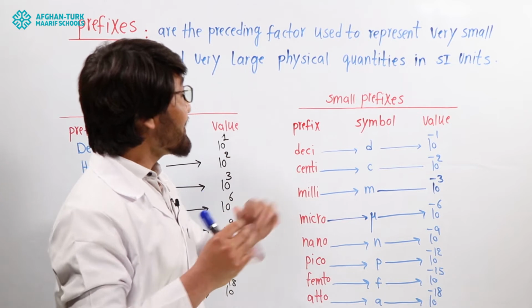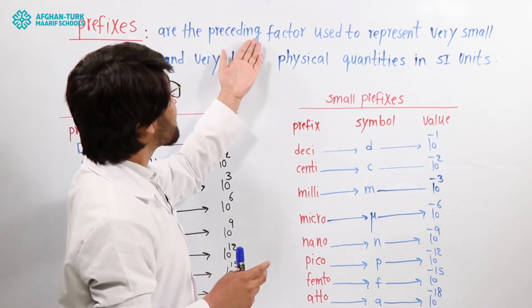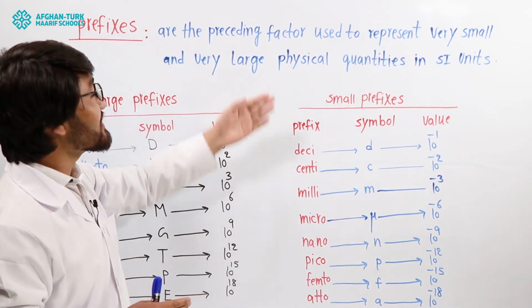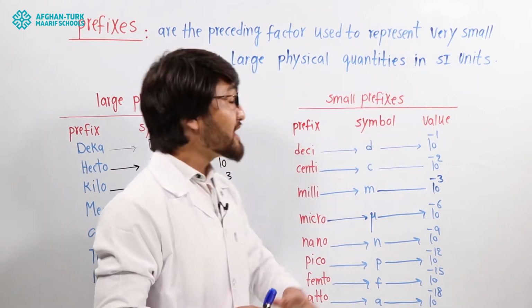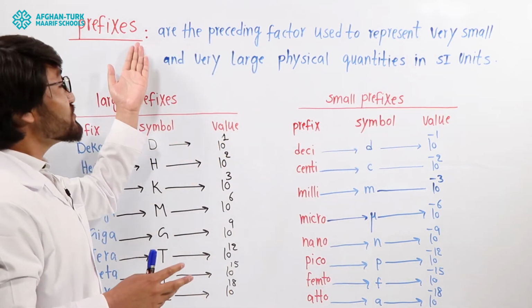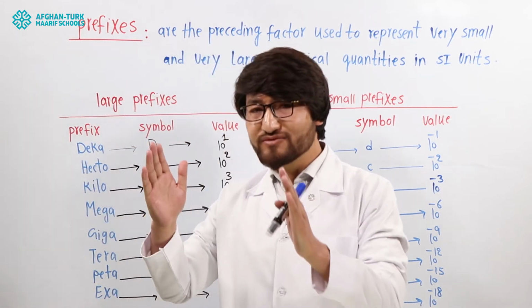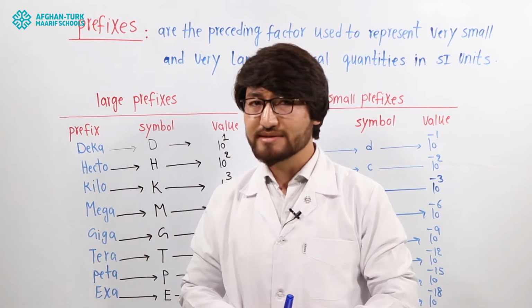Now I will tell you what a prefix is. Prefixes are the preceding factors used to represent very small and very large physical quantities in SI units. It means a prefix is used before units. We studied units, and we have two kinds of units, fundamental units and derived units.